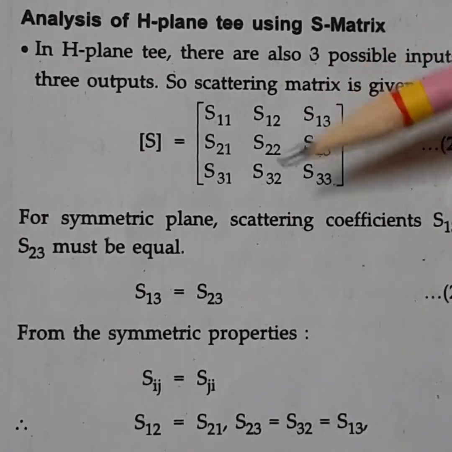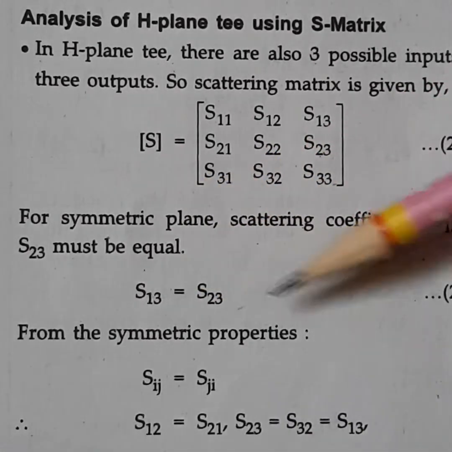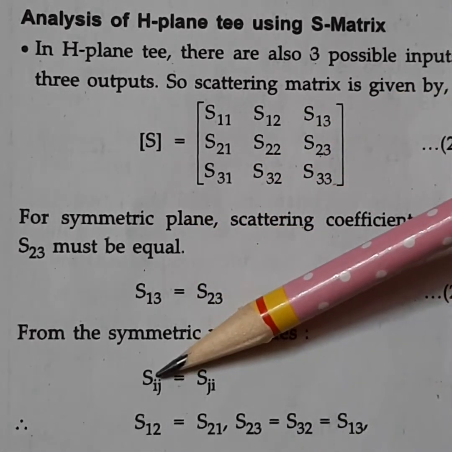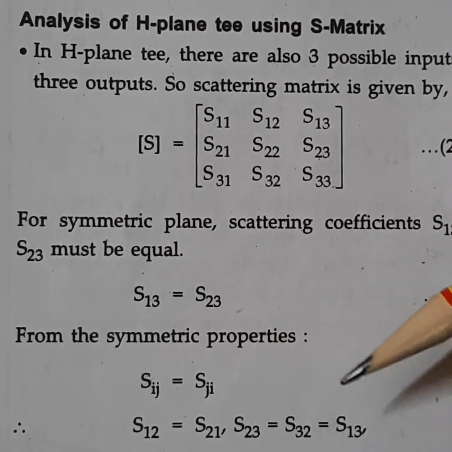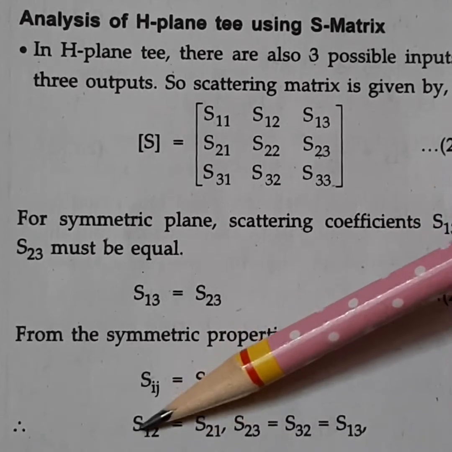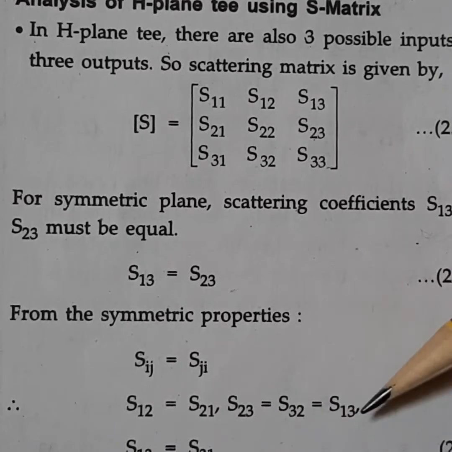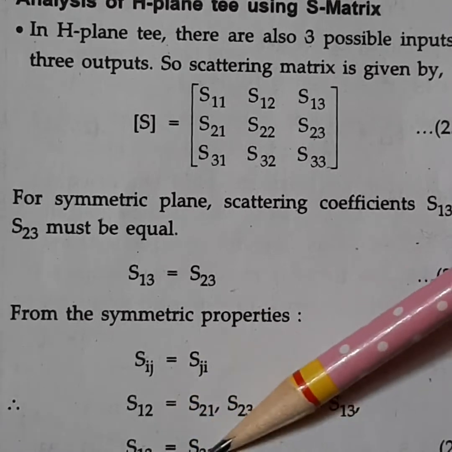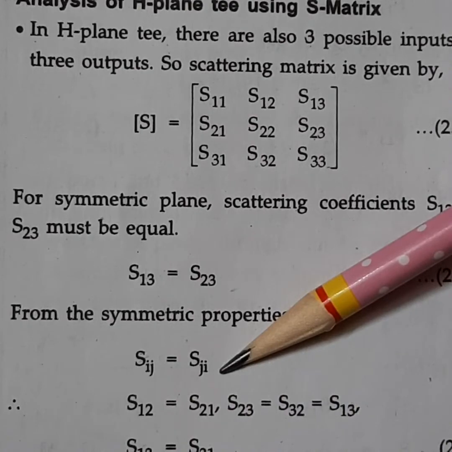For the symmetric plane, what happens? The scattering coefficients S13 is equal to S23. Okay, these things we know already. From the symmetric properties, what have we learned? Sij is equal to Sji. Therefore, S12 is equal to S21, and S23 is equal to S32 is equal to S13. Okay, so S13 is equal to, as usual, S31. Okay, this is the symmetric property, right?